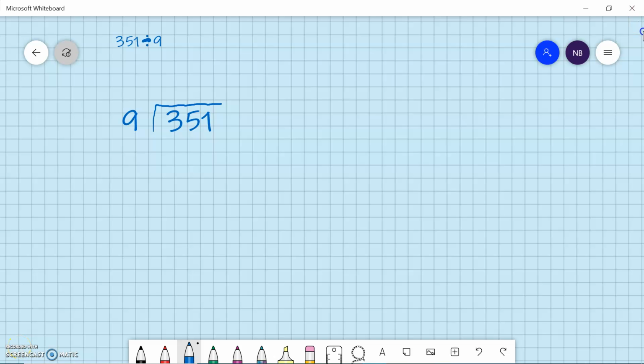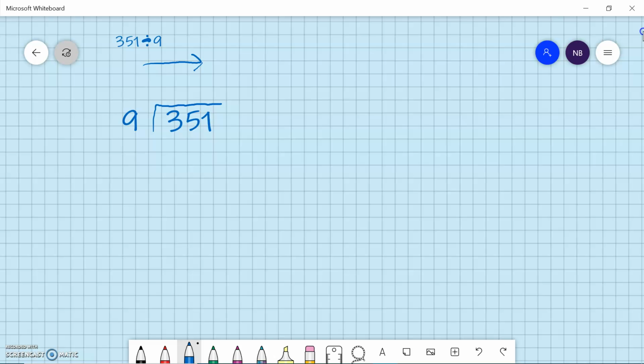All right, sixth grade, dividing with whole numbers, with 3 digits, 2 digits, 1 digit. It's always going to go from left to right. All right, so we're going to start with our 9. As you can see, we're taking 351 divided by 9. So what we're going to do is first look at the 9 and the 3.